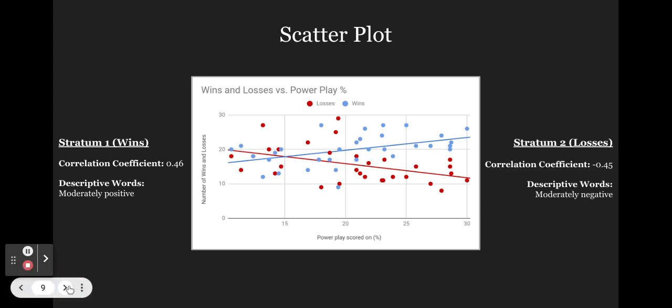Stratum 2. The correlation coefficient is negative 0.45, which is a moderately negative correlation. In this category, there exists a moderate negative correlation between the percentage of power play goals scored against the team and the number of losses they experience. This suggests that teams that are more effective in producing power play goals tend to experience a relatively lower number of losses. Now we're going to talk about why this information is important.